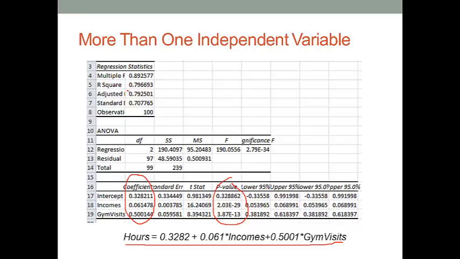If you only have one independent variable in your linear regression analysis, then this analysis is called a simple linear regression analysis. Remember this. Simple linear regression analysis. If you have two or more independent variables, we call this analysis multiple linear regression analysis.